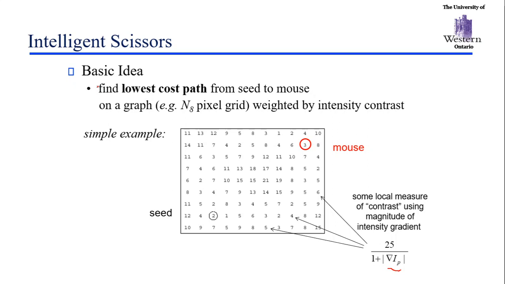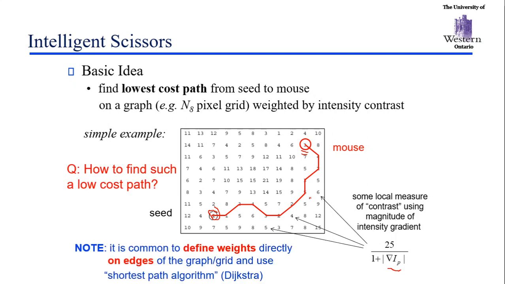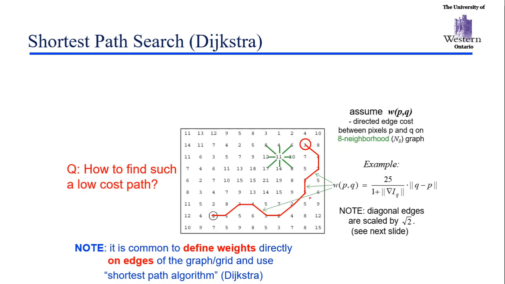Now every pixel has a cost. So if I ask you to start from the seed and find the least cost path to where the mouse is right now, here, can you do that? I think as a human being you can quickly find a path, but what we want to do is to automatically find that least cost path. Like so, this least cost path. Okay, so how do you find that path? It is common to define the weights directly on edges of the graph grid and use Dijkstra's shortest path algorithm rather than working on these nodes.